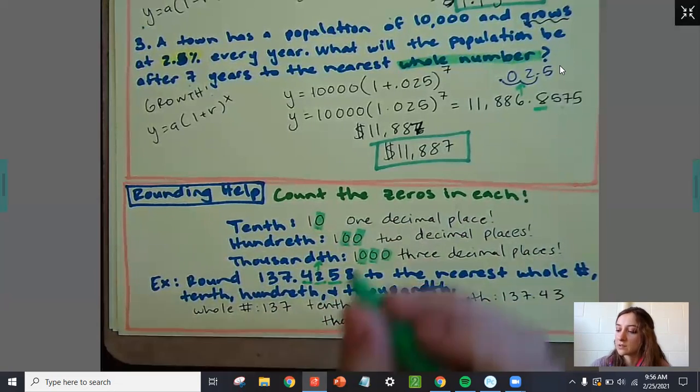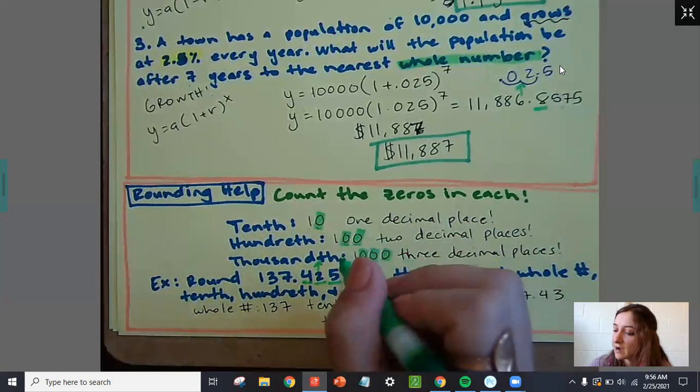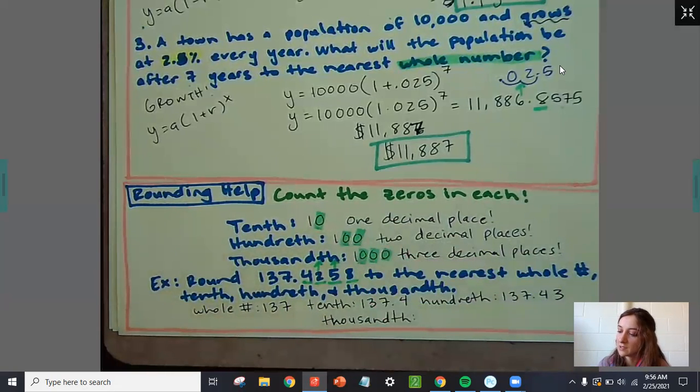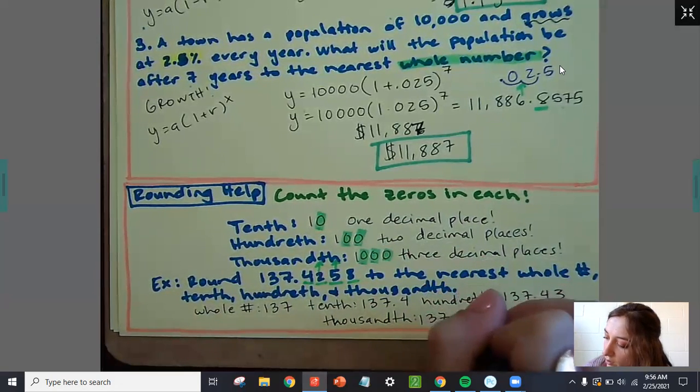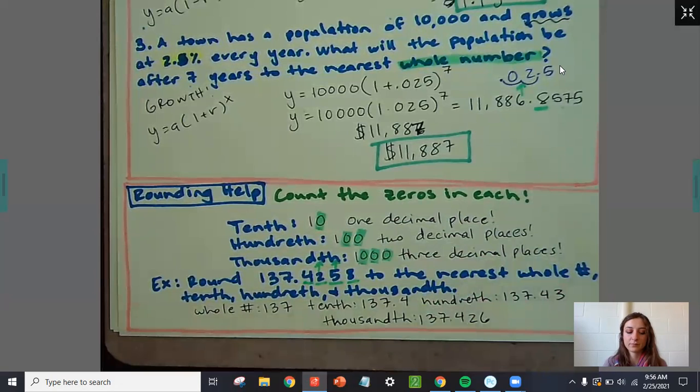And then the last one is the thousandth. And we're going to look at the 4th decimal place. Since 8 is greater than 5, we're going to bring the 5 up to a 6. So this is going to be 137.426.